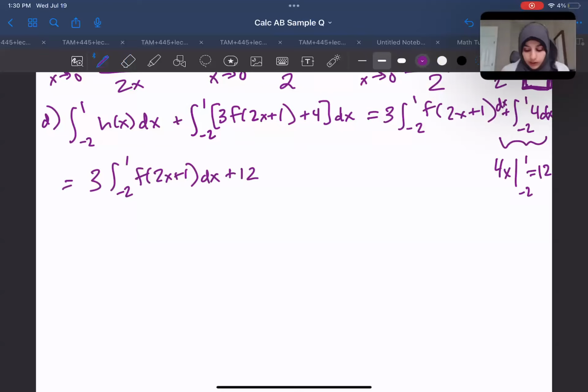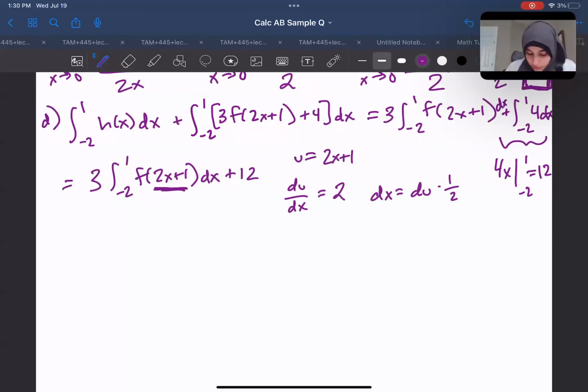So I'm going to go ahead and use my u substitution right now, and I'm going to let 2x plus 1 be equal to u. So we get that u equals 2x plus 1, which means that du/dx is equal to 2. Or in other words, dx equals du times 1/2. So I'm going to rewrite this integral.